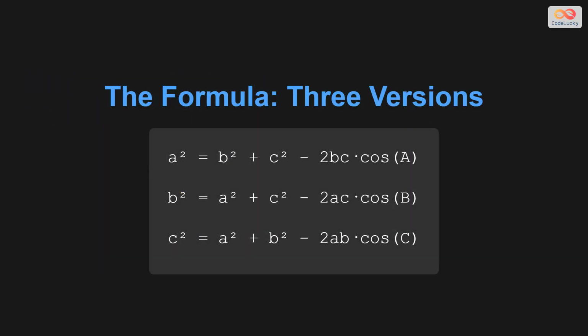The law of cosines can be written in three equivalent ways, depending on which side or angle you want to find. To find side A, the formula is a squared equals b squared plus c squared minus 2bc times the cosine of angle A. The pattern is the same for finding side B or side C, simply by rotating the labels.